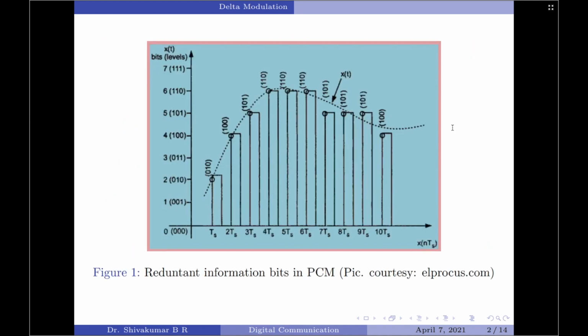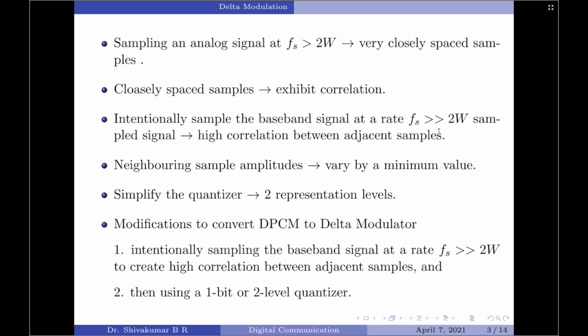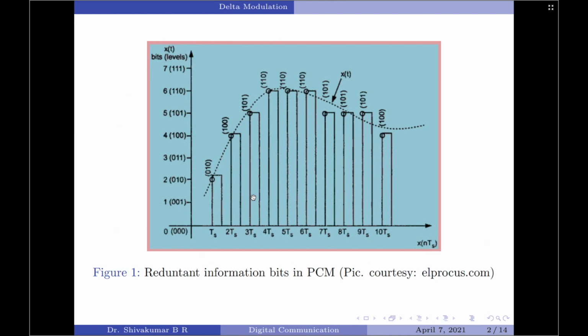In order to explain that, let me come back to the waveform here. You see, this is in fact a waveform for PCM. Here, the first sample amplitude is 0, 1, 0, whereas the second sample amplitude is 1, 0, 0. So, the difference between them is not a 1-bit increment nor a decrement. However, if I intentionally sample the input signal at a rate Fs much greater than 2W, then the sampled signal created will have only 1-bit variation between any two samples, and that in fact is the overall idea behind delta modulation.